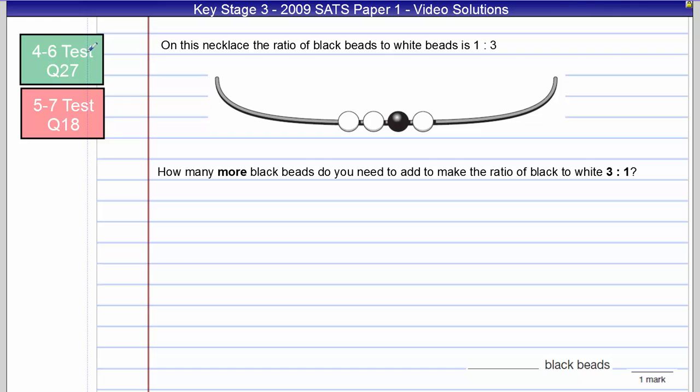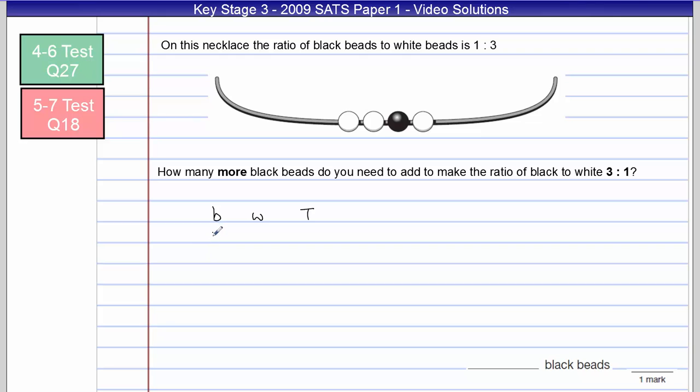Question 27 on the 4-6 test, question 18 on the 5-7 test. On this necklace, the ratio of black beads to white beads is 1:3. How many more black beads do you need to add to make the ratio of black to white 3:1? Let's draw a little bit of a table here. So we'll have black beads, we'll have white beads, and we'll have total beads here.